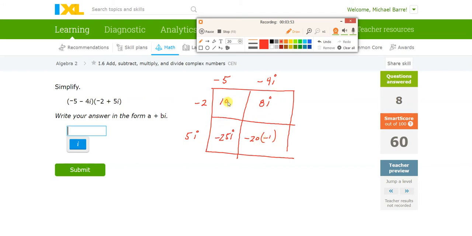So this is 10 plus 20, right? Negative 20 times negative 1 is a positive 20. 10 plus 20 is 30. And this is 8i minus 25i, which is negative 17i.